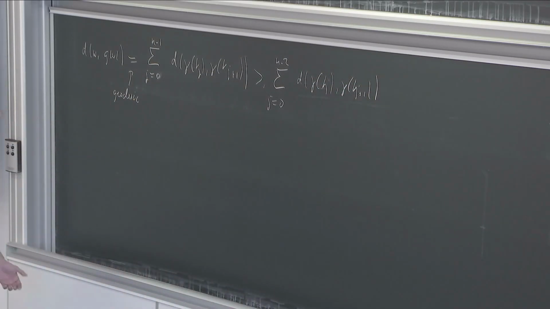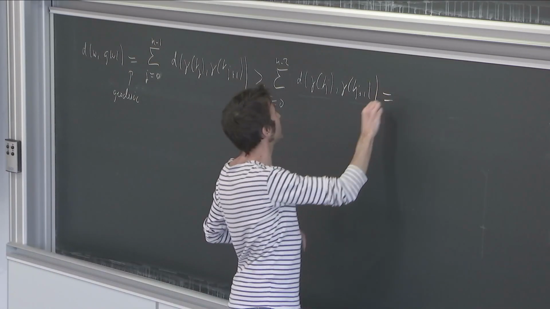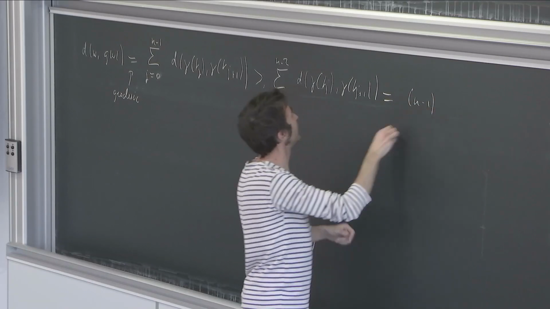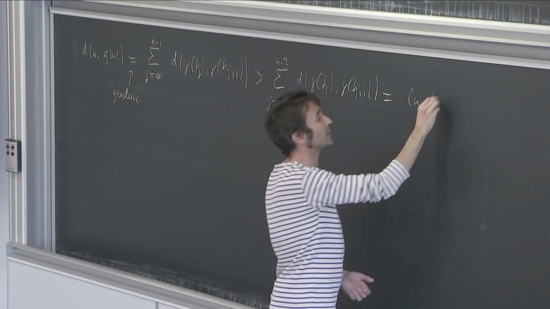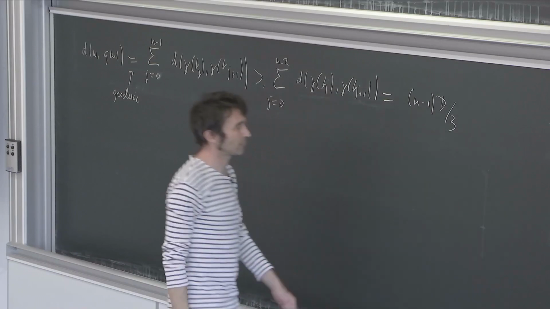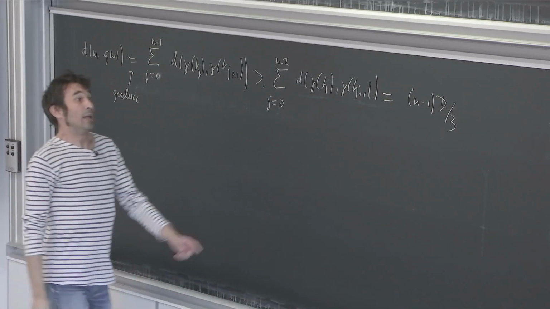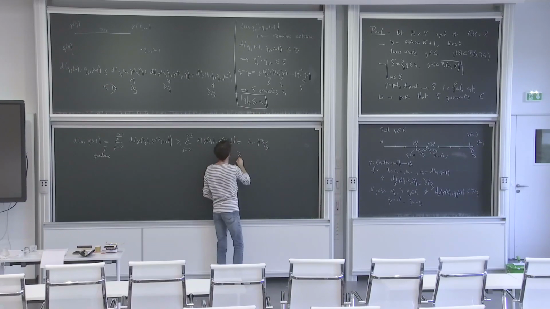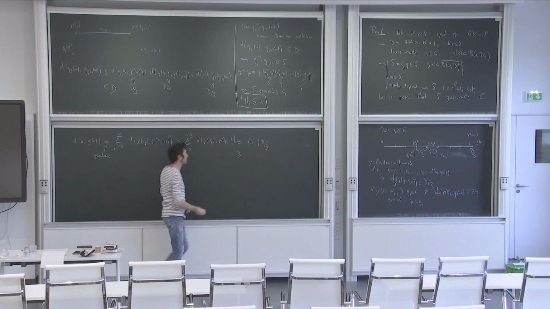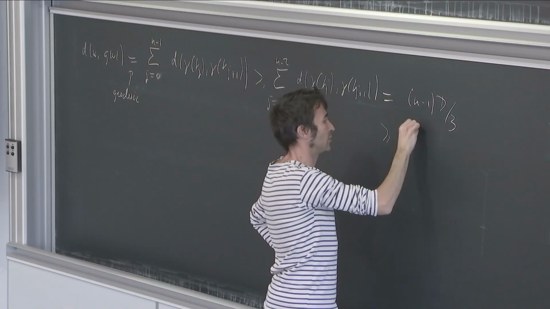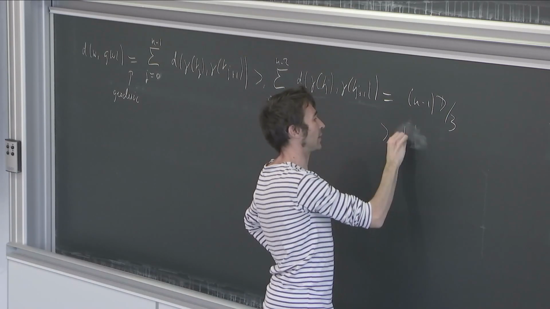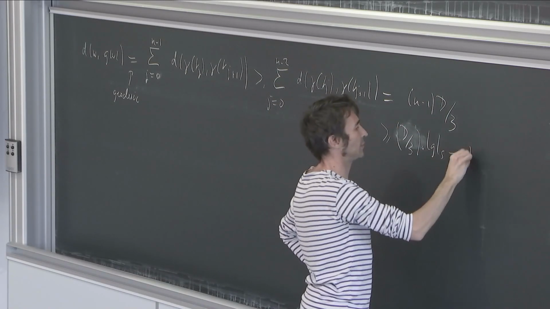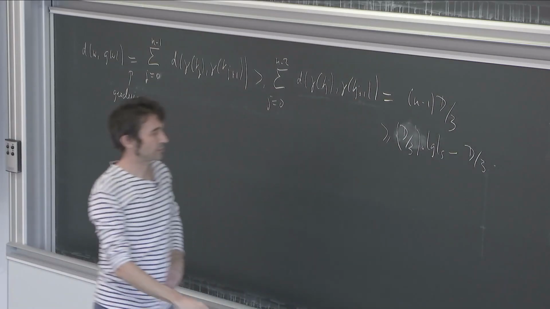Okay. And this is exactly, so how many terms do I have since I start from 0? I have n minus 1 terms. And each of these distances, I know it, is d over 3. And you know that n is an upper bound for the distance for the word metric of G. So this is at least d over 3 times the norm of G, minus d over 3.